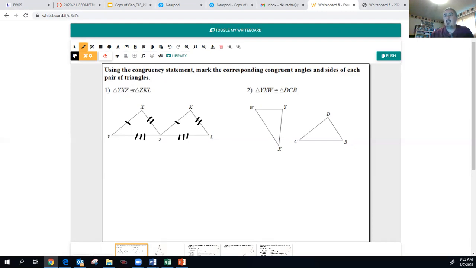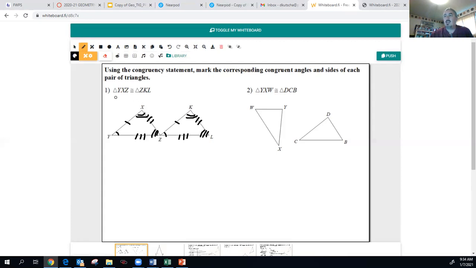The last part that we have to do is recognize the angles. Angle Y corresponds with angle Z, and we can go off straight from that statement. And I'm going to use a single arc mark. Angle X corresponds with angle K. And angle Z, it's right here on this triangle, and we give the triple arc mark, corresponds with angle L. So this is how we properly mark our triangles.